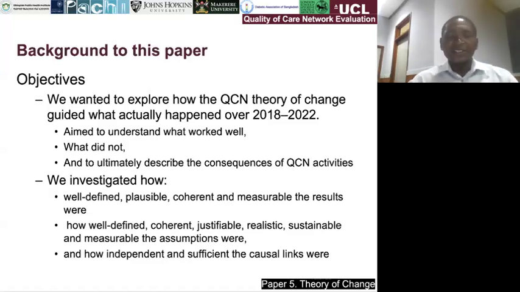I will not provide much more detail in terms of the methods used, but suffice to say that we applied the theory of change analysis that was developed by John May, and also did an ex-post analysis in order to appraise the whole theory of change for the quality of care network.